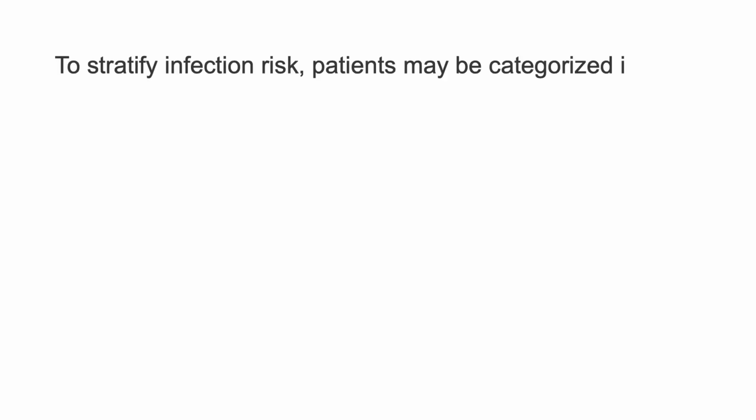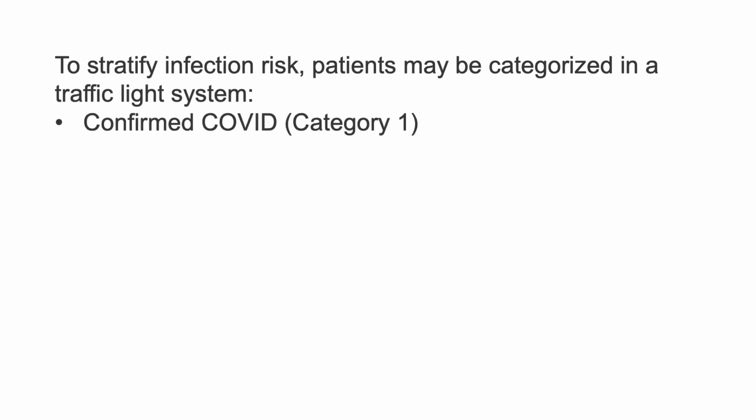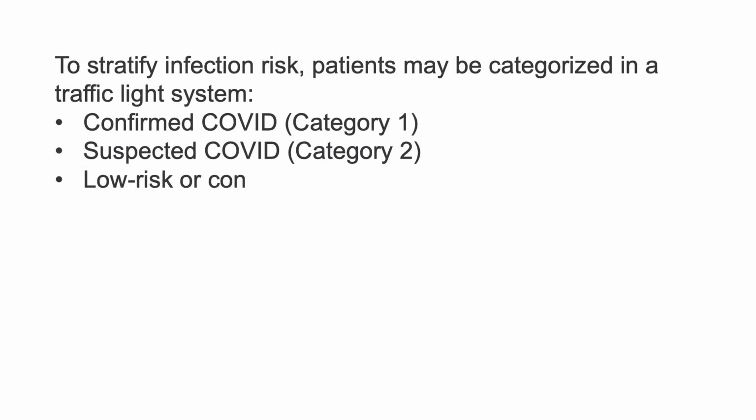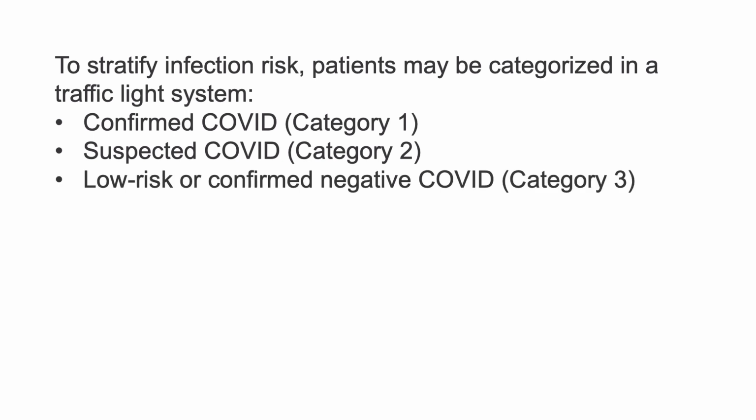To stratify infection risk, patients may be categorized in a traffic light system. Confirmed COVID, Category 1. Suspected COVID, Category 2. Low risk or confirmed negative COVID, Category 3.